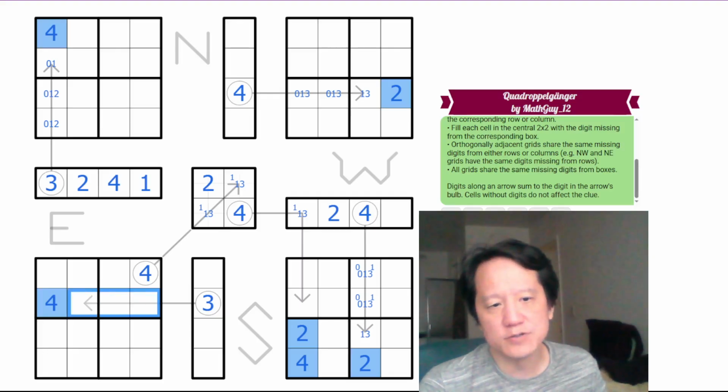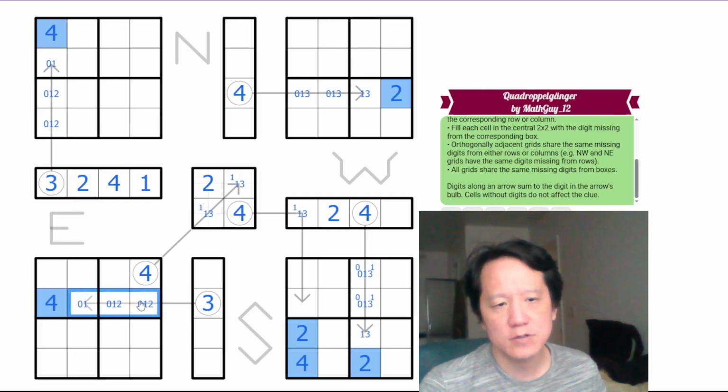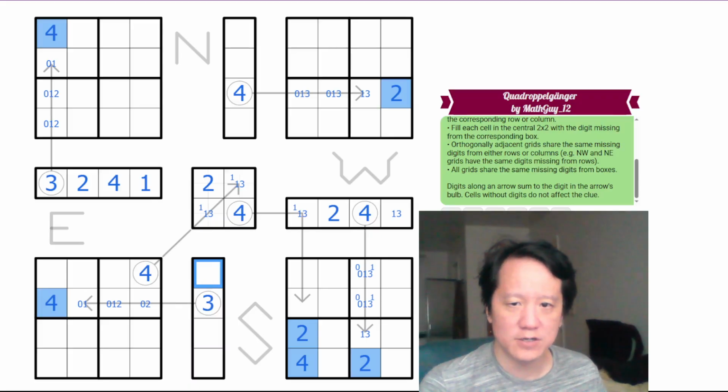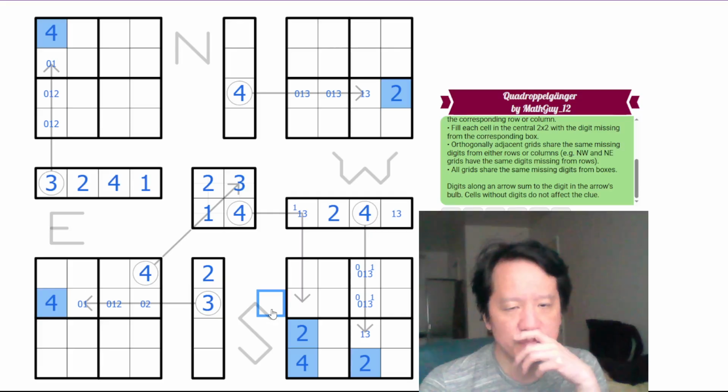This again would be 0, 1, 2. No 2. We're missing a 2 here. We're missing 1 here. So this would be missing 1 or 3. We're missing 2 in the top cells. So this must be missing 2 there. We're missing 3 here. So therefore this would be 3 and that would be 1.